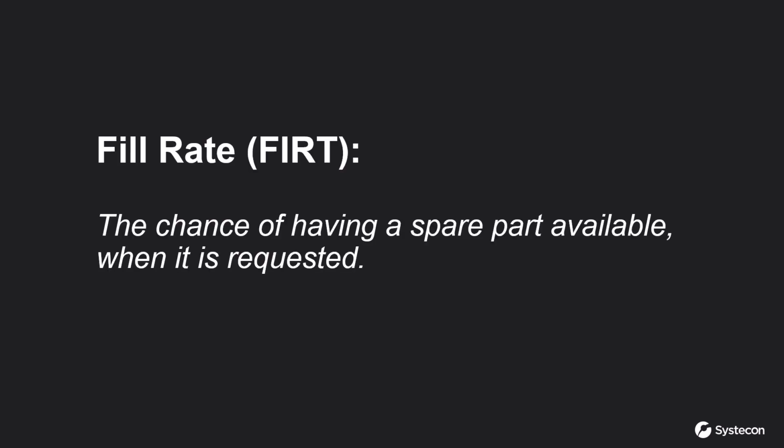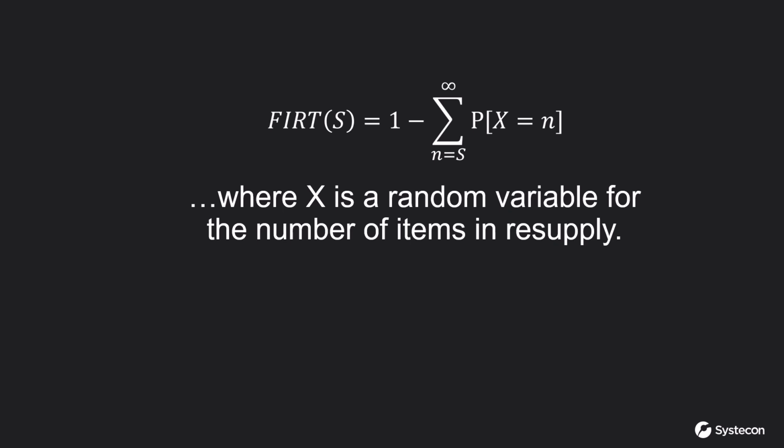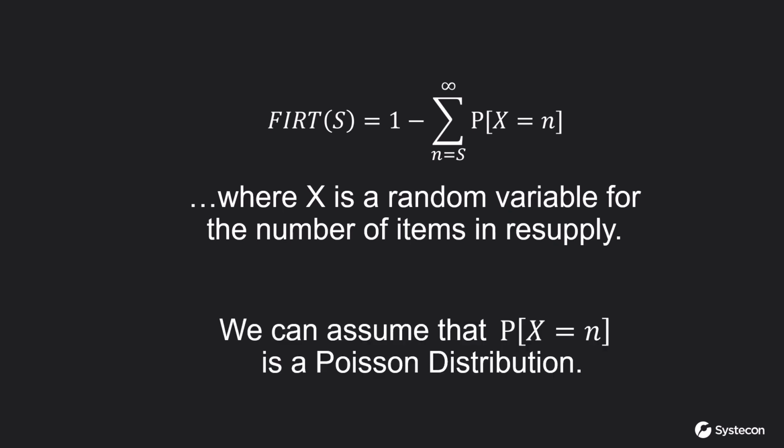independent of each other. And if we take a look at a definition of the fill rate measure, it would look something like this. The chance of having a spare part available when it is requested. In a world without a time dimension, which is what we often refer to as steady state, the formula would look like this, where X is a random variable for the number of items in resupply. And we can assume that P is a Poisson distribution. These are pretty straightforward calculations, easy to do in any type of spreadsheet. And this is what is typically referred to as the item approach.